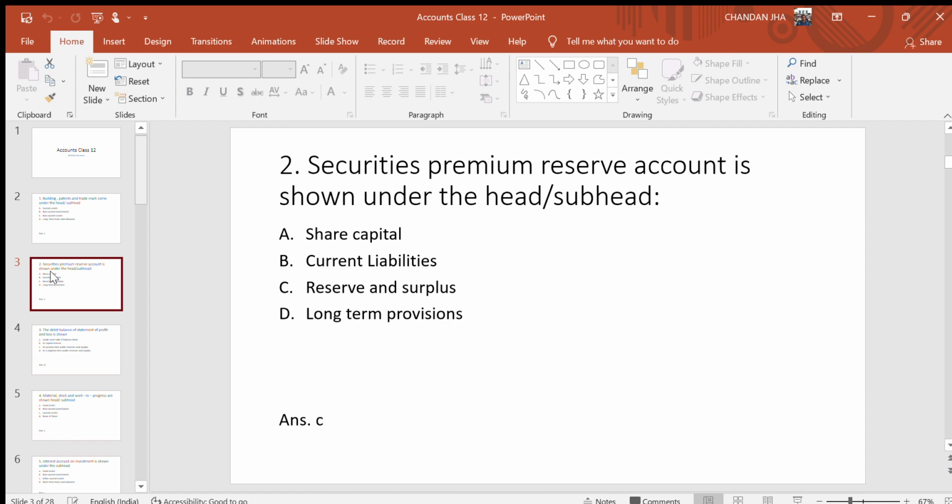Question 2. Securities premium reserve account is shown under the head subhead. Option A. Share capital. Option B. Current liabilities. Option C. Reserve and surplus. Option D. Long-term provisions. Option C is the correct answer. Reserve and surplus.